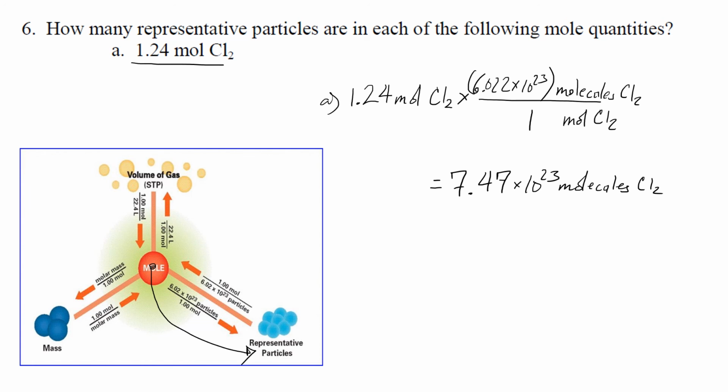So very similar to when we were converting between liters and moles. There's only one number to memorize. In this case, it's again Avogadro's number, 6.022 times 10 to the 23rd. Right? And again, just follow the rules of dimensional analysis. Put this thing on the bottom if you want to get out of it. Put the thing on the top if you want to get into it.